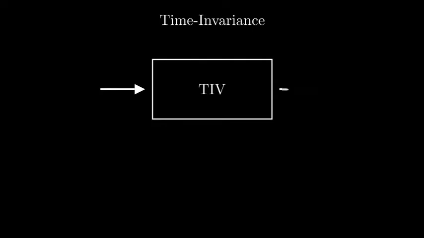Let's understand time invariance. If we have a time invariant system, it doesn't vary with time. So if we give x input, it's y output. If we shift the input by capital T, the output will also be shifted by capital T. It doesn't care about the time horizon.